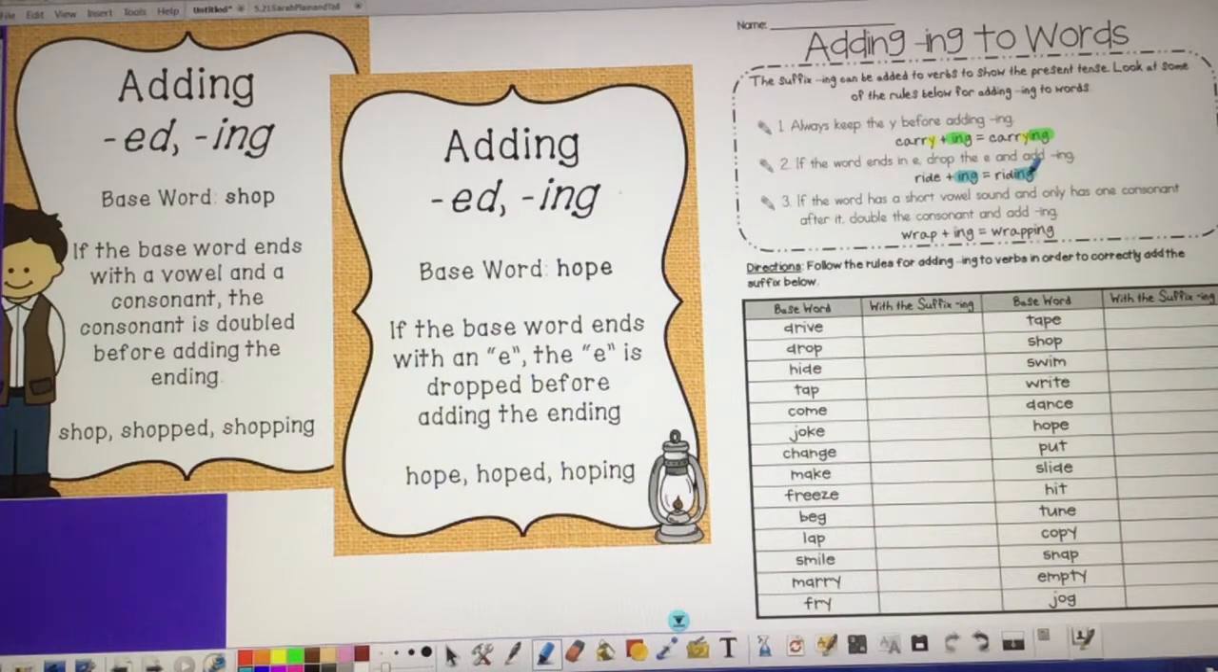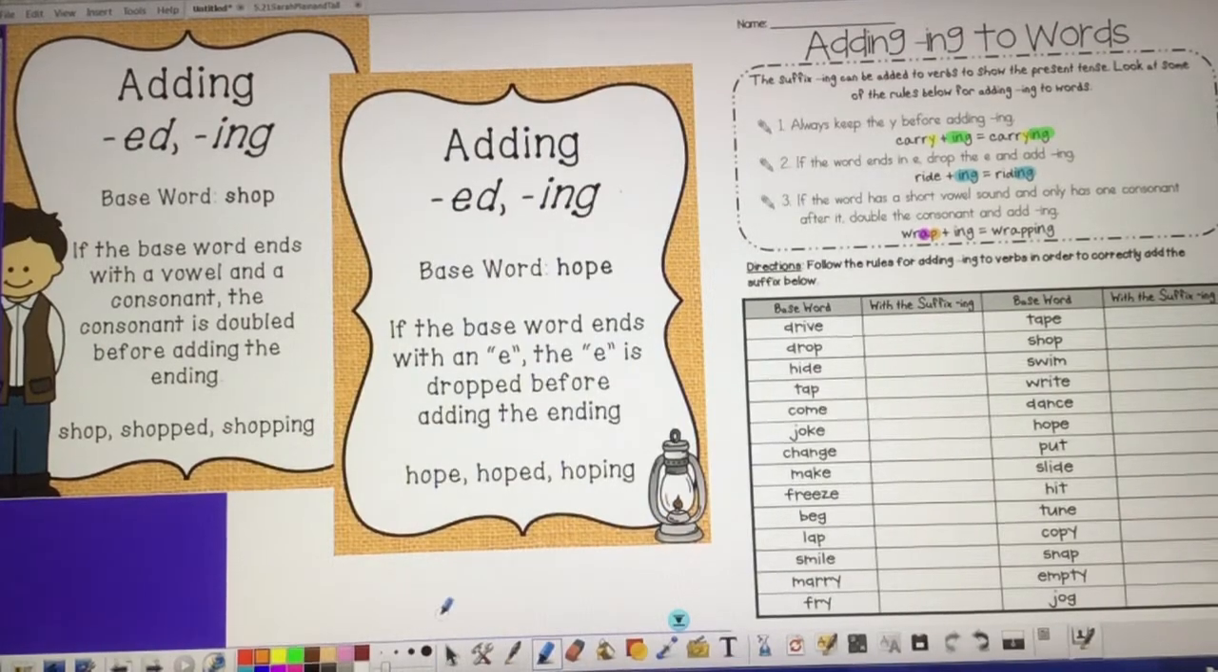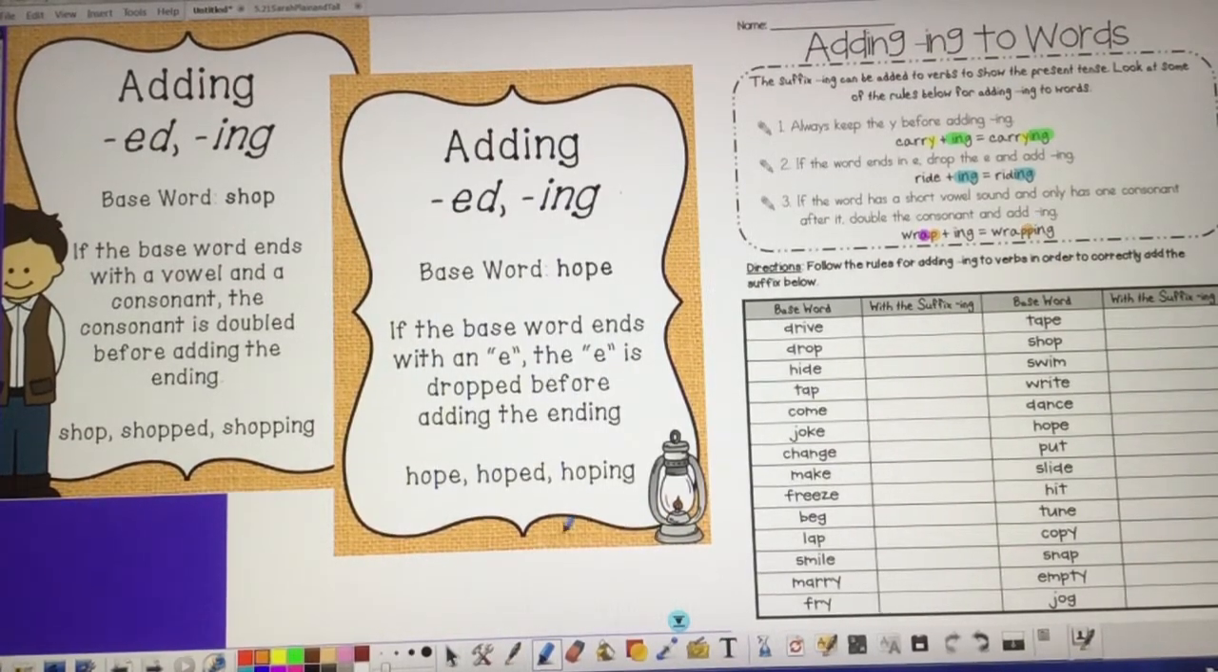If the word has a short vowel sound and only has one consonant after it, you're going to double the consonant and add ING. So for rap, it ends with a vowel, consonant, right? A, P, right? So what I'm going to do is I'm actually going to double that P, and then I'm going to add ING. Okay, so I'm going to do the left side with you, and then I'm going to turn you loose for the right side to do by yourself.